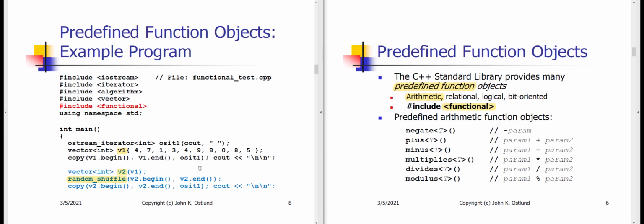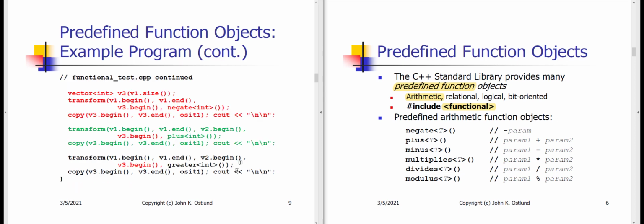Random shuffle will do a random shuffling of all of the values within this vector. Random shuffle requires what are called bidirectional iterators to be able to work. But fortunately, the iterators that we have for a vector are bidirectional. That is, you can count forward and you can count backwards. So I'm going to end up displaying v1, and then I'm going to end up displaying the shuffled copy of v1, which we're calling v2. So that's the first thing that's happening.